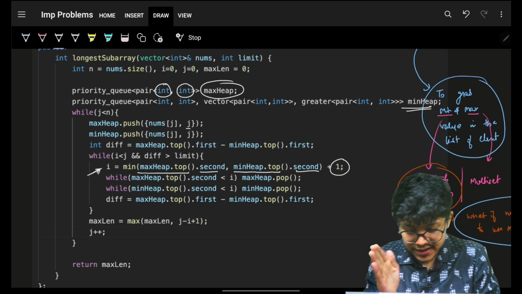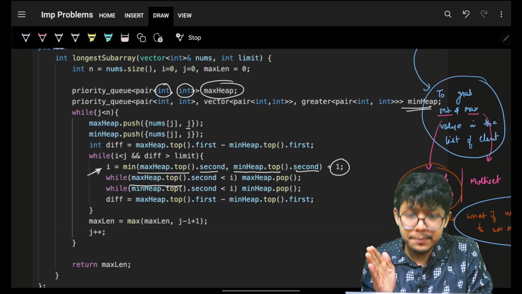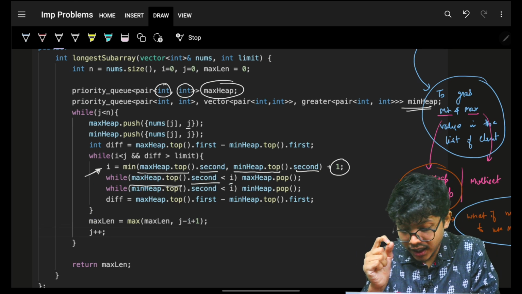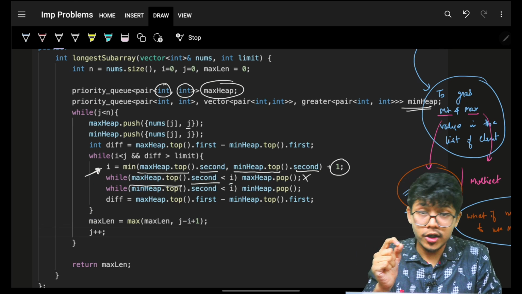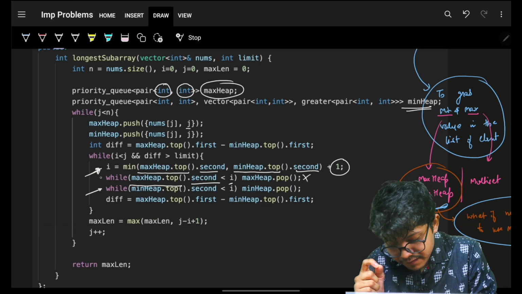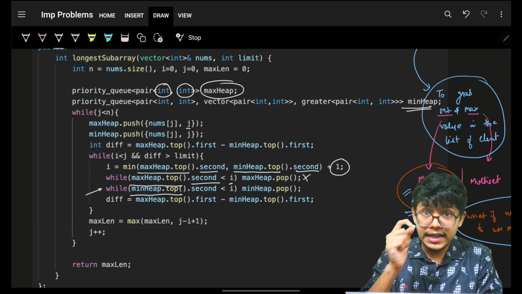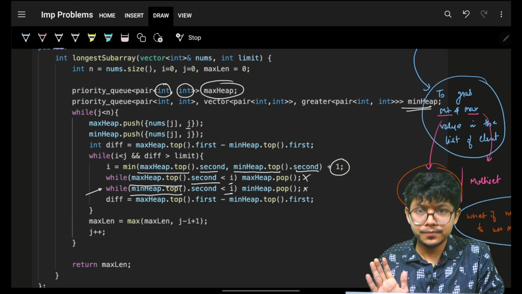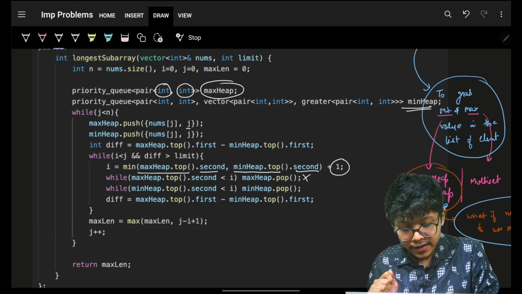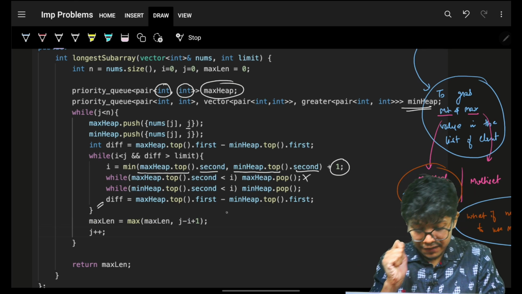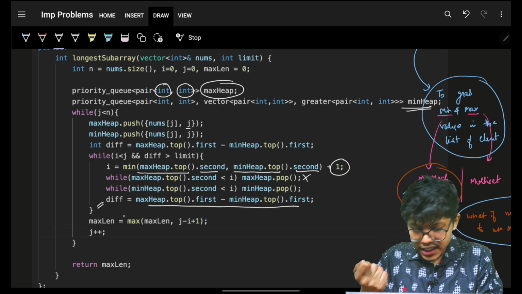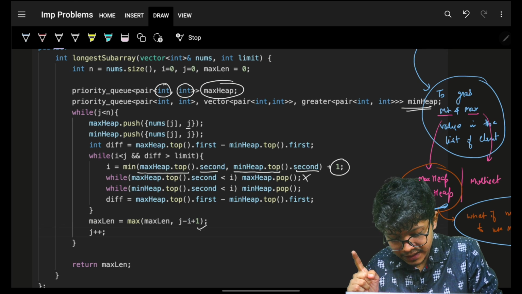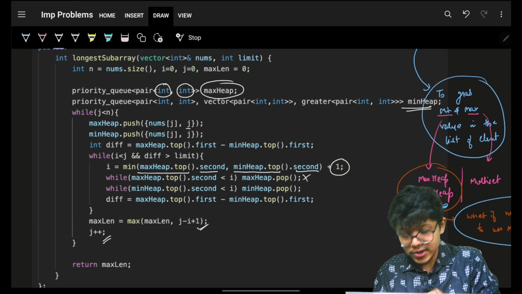If this is your new index, check the top of the max heap. If the top index of the max heap is less than my current new index, keep on removing that from the max heap. Same way do for the min heap. If the top index of the min heap is also less than it, then remove that also. When removing this, again find your diff. If this diff is again large, keep on repeating the while loop, and ultimately get the maximum length. Always make sure to update your answer.